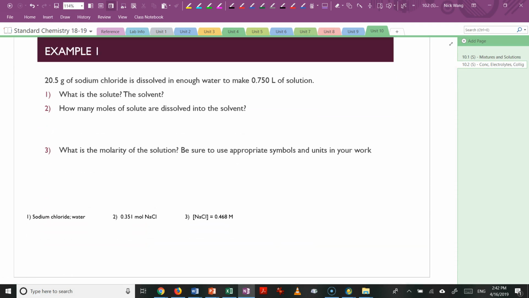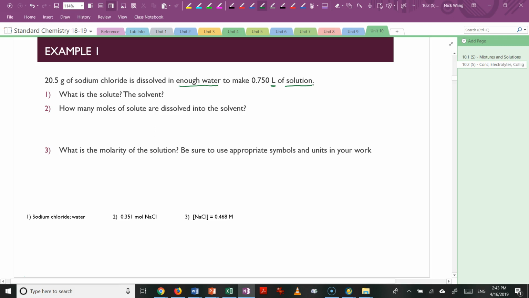First of all, with example 1, this is a discussion that involves a 20.5 gram sample of sodium chloride, and it's dissolved in enough water to make 0.750 liters of solution. First of all, solute, solvent. The solute is dissolved into water, so that's going to be sodium chloride, and then the solvent is going to be the water. Now, to be clear about this too, notice how the language did say dissolved in enough water. It didn't specify exactly how much water, but the combination of the salt and the water will have that many liters of solution, of the entire solution. Not saying specifically of the solvent. So that's an important distinction.